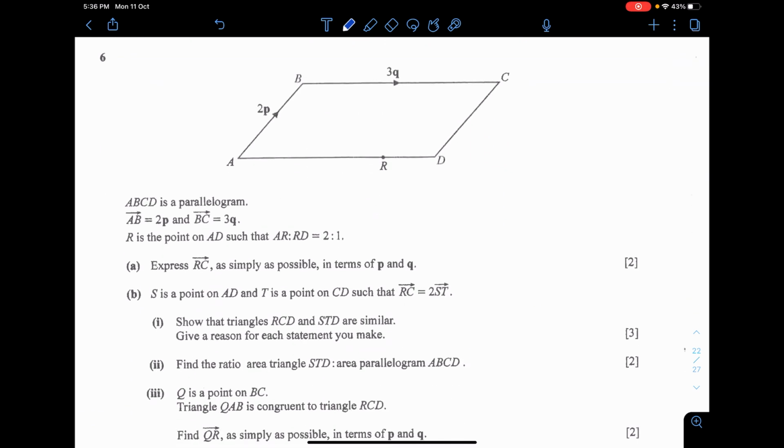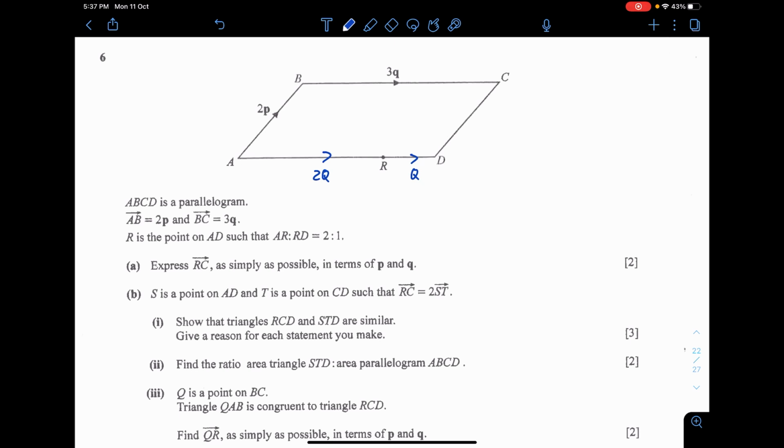Next question. Vectors, again not tested this year, but if you are looking at this clip in the future, I think you need it. Express RC as much as possible, given all of this. This is 2 units to 1 unit. Meaning to say AR is a vector 2Q, and then RD is a vector 1Q. You see that BC and AD are parallel and also the same vector. Even though they are located differently, if they have the same size and the same direction, then they have the same vector.